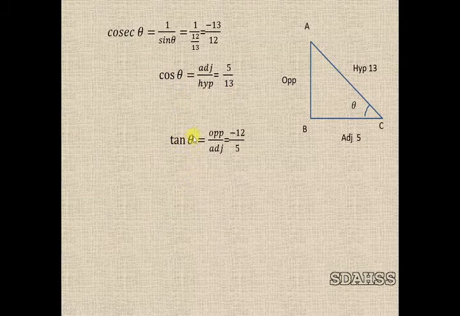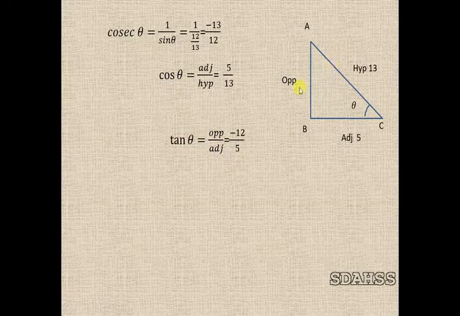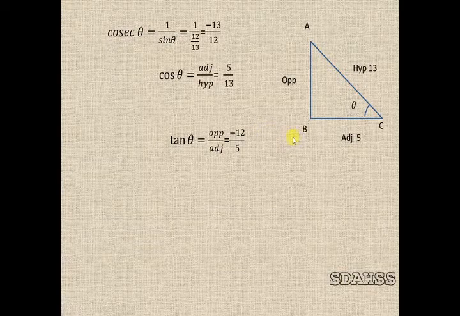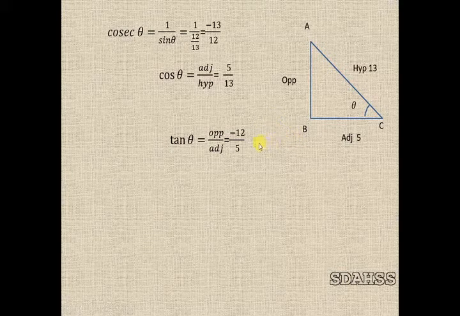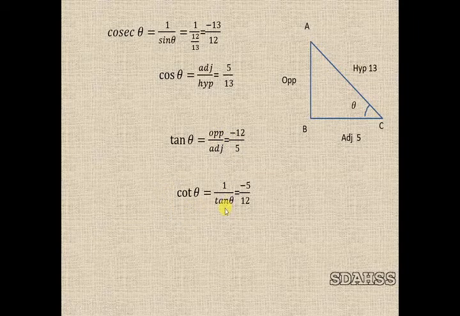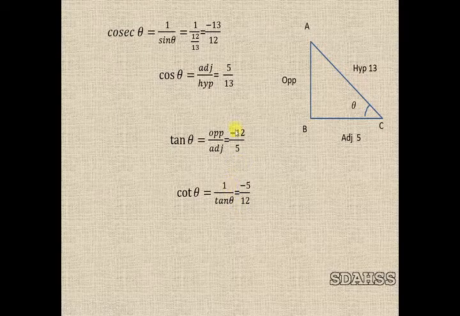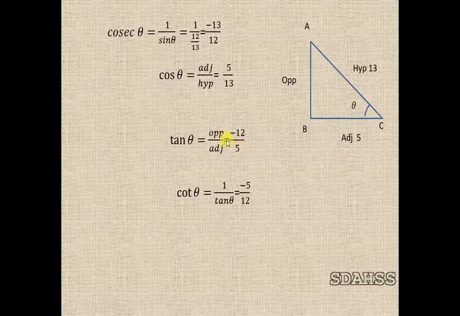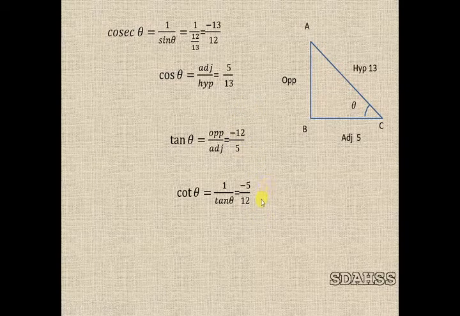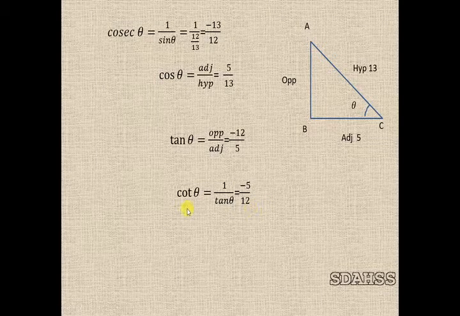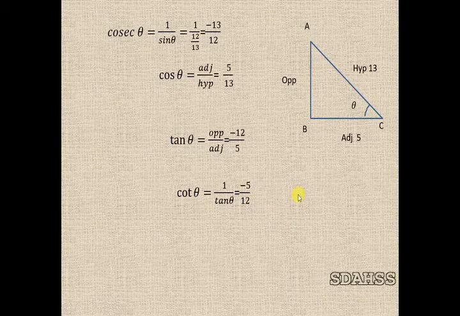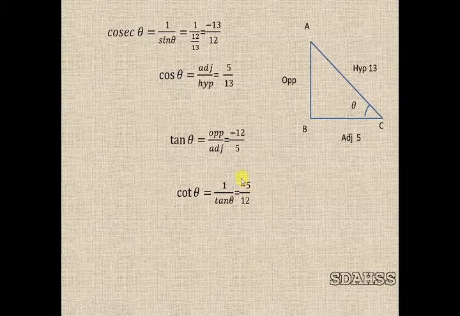Then tan theta is opposite by adjacent. Opposite side 12, adjacent side 5. Theta lies in the fourth quadrant. In the fourth quadrant, only cos and secant are positive, so use a negative sign. Then cot theta. We know that cot theta is equal to 1 by tan theta, and tan theta is minus 12 by 5. Take the reciprocal, and you will get 5 by 12. But theta lies in the fourth quadrant, where only cos and secant are positive, so use a negative sign here.